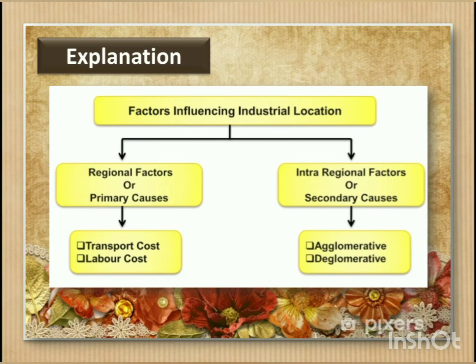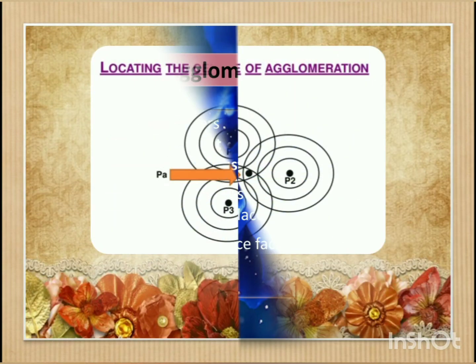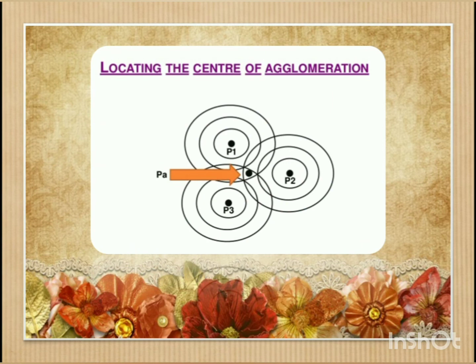intra-regional factors. First factor, agglomeration. Agglomeration refers to the advantages or cheapening of cost of production due to concentration of an industry. These factors are those which make industry centralized at a particular place. For example, banking and insurance facilities. So, when a group of industries cluster for mutual benefit and shared services, facilities, etc., cost of production will be lower. Here we can see the center of agglomeration.